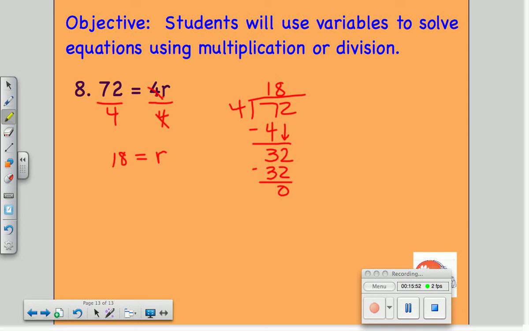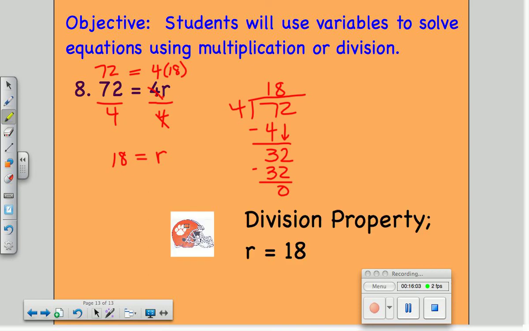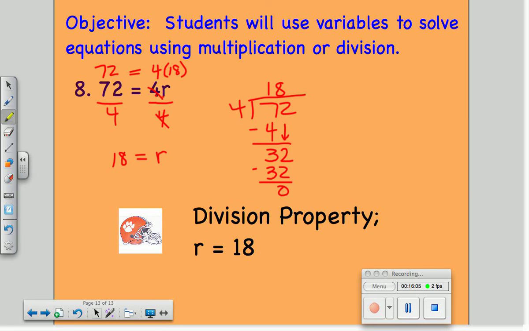So what am I saying then? I'm saying that 4 multiplied by 18 equals 72. And yes, it does, so my answer is indeed 18. Division property, 18. All right, that is that.